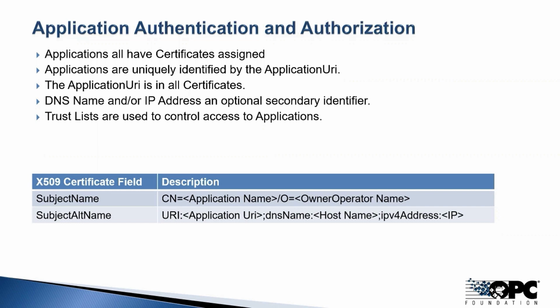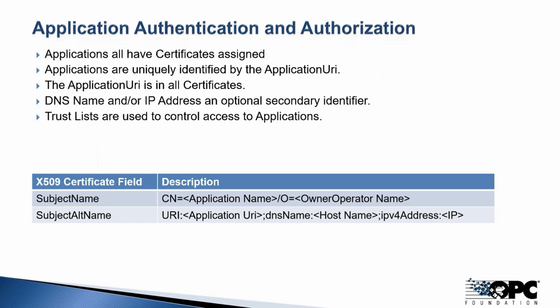But that's not enough for a security solution. It's not enough to simply encrypt the bytes on the wire. You have to know who you're talking to. And that's what application authentication is. It's knowing who your peer is. And in UA, application authentication is done with a certificate. Every application is issued a certificate that has its identity. As I mentioned before, this identity is its application URI.